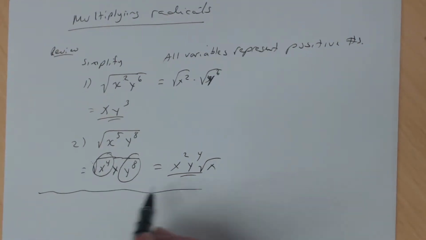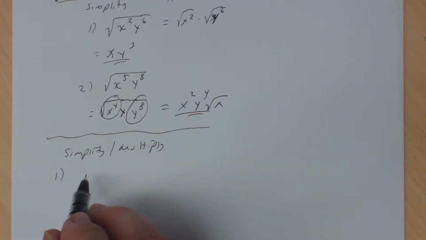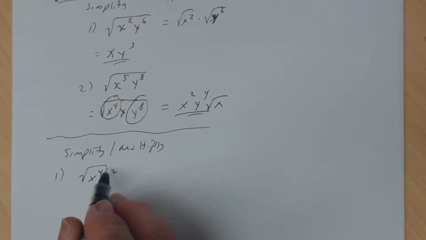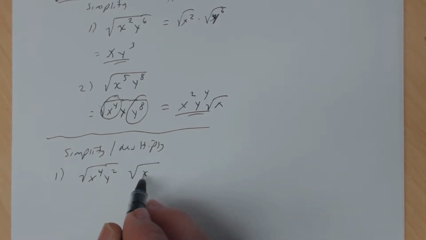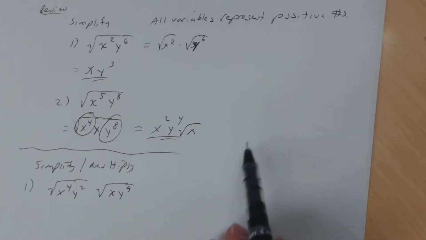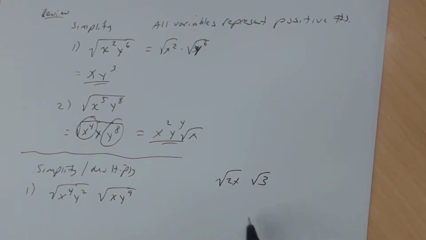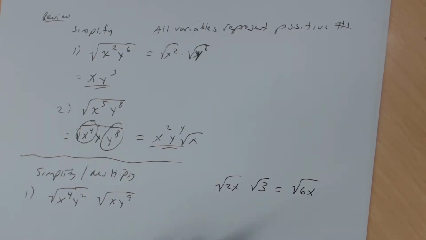All right, now let's simplify the following. Okay, number 1. Suppose we had the square root of x to the 4th y squared times the square root of x y to the 9th. So what I would do first is remember what we did in a previous lesson where we had the square root of 2x times the square root of 3. If the index is the same, then we can just multiply the radicands together. So that's going to be the square root of 6x. Okay, so we can use that idea here.